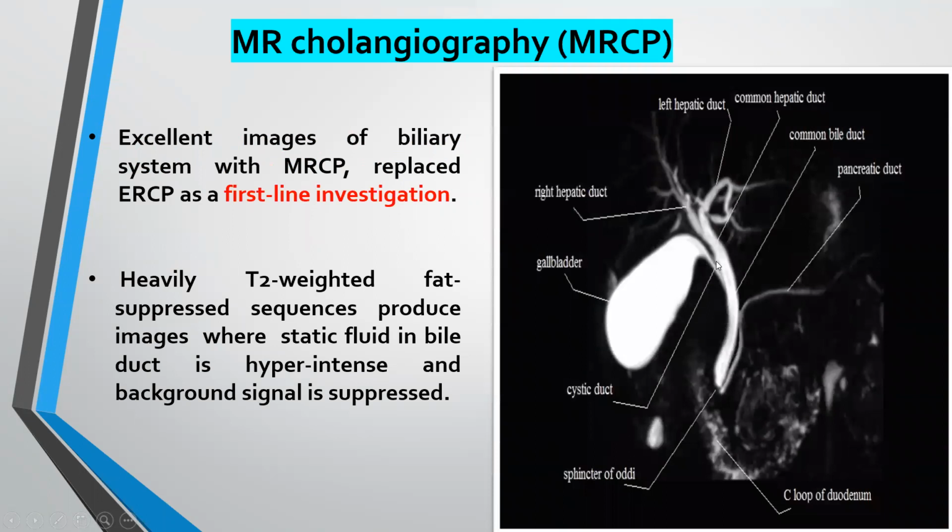MRCP gives excellent images of the biliary system. It has replaced ERCP as the first line of investigation. Heavily weighted fat-suppressed sequences produce images where the static fluid in the bile duct is hyperintense and the background signal is suppressed. As we see here, this is the hyperintense bile delineating the biliary system, and the background signal is suppressed.